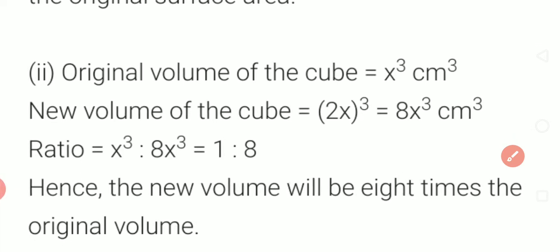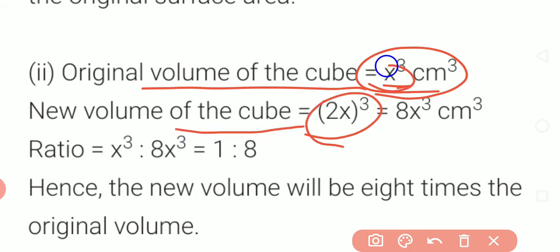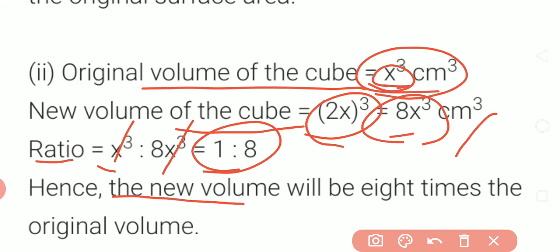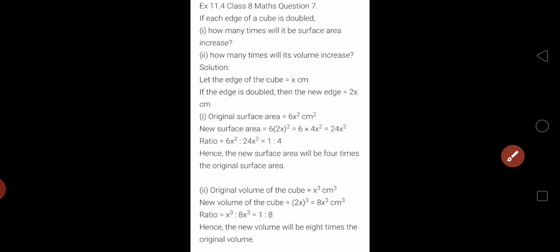And the same for the volume. When we take x as the edge, the volume of the cube originally will be side cube, cm³. Side is x, we let, so it is x³ cm³. And the volume of the cube we know is side cube, but instead of x now we will take double of the edge, that is 2x. 2 cube is 8x³ cm³. This will be the new volume after doubling the edge. Now the ratio of x³ and 8x³, x³ cut by x³, you will get 1:8. So the volume will be 8 times the original volume, right? So this is the solution.